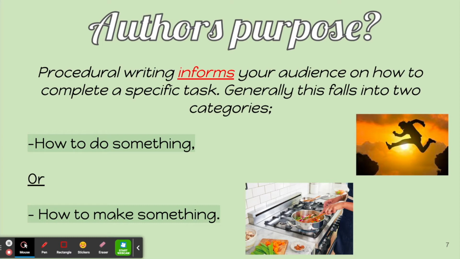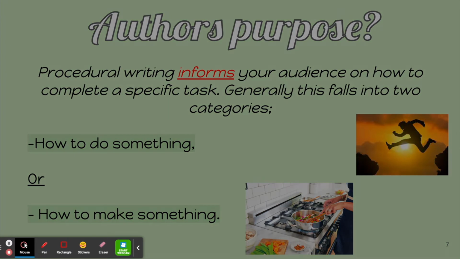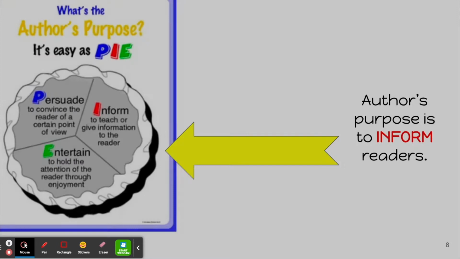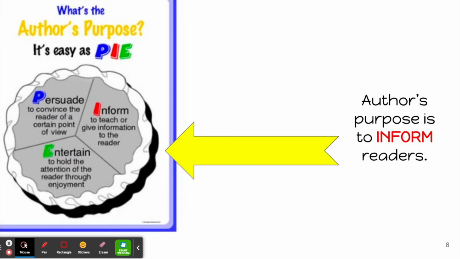Procedural writing informs your audience on how to complete a specific task. Generally, this falls into 2 categories: how to do something, or how to make something. If we're looking at our PIE for authors' purpose, it probably wouldn't be entertain. You might be persuading your readers a little bit if you have a recipe that you really want them to make, but it's to inform by teaching and giving information to the reader.